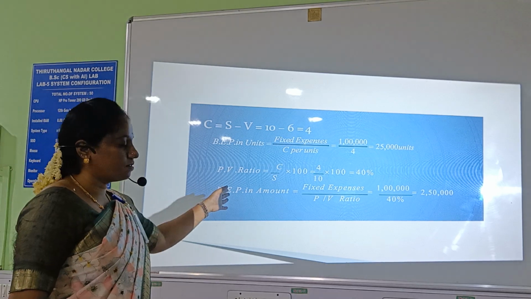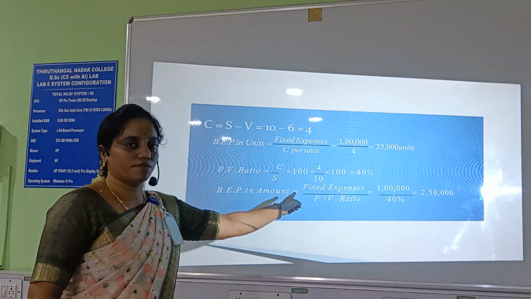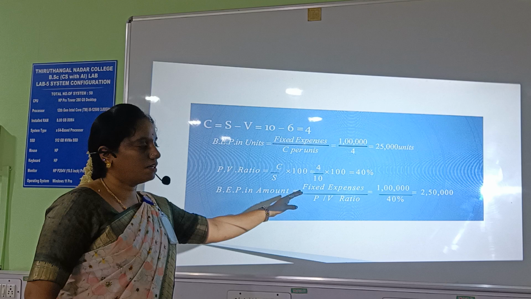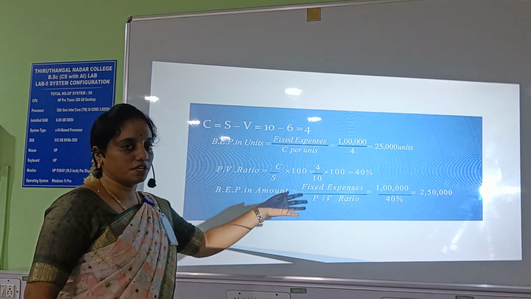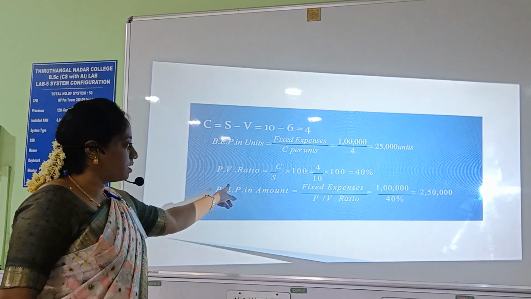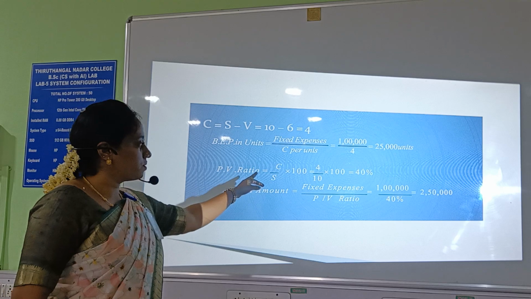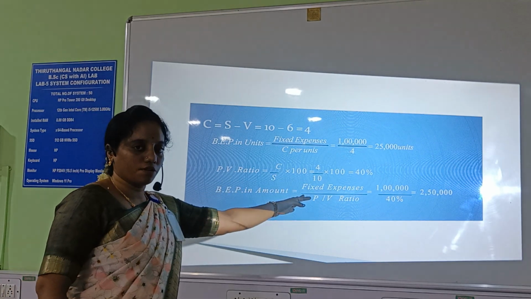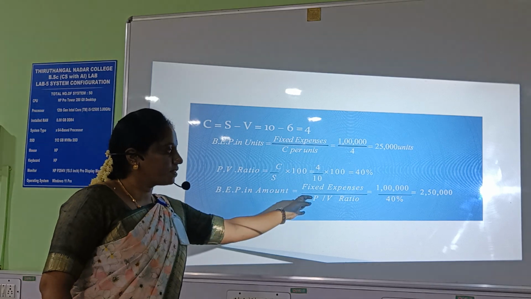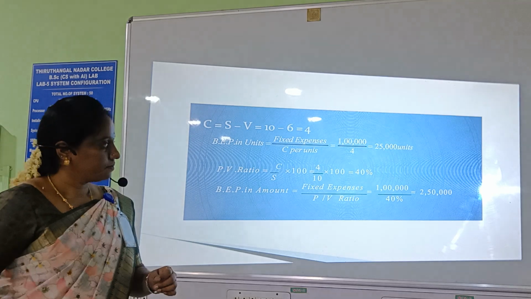Then we have to calculate the break-even point in amount. For amount, the formula is fixed expenses divided by PV ratio. Same as the above formula, but the denominator changes. So for that we have to calculate the PV ratio first. For calculating PV ratio, the formula is contribution divided by sales into 100. So contribution is 4 rupees, sales is 10 rupees, into 100 we will get 40%. By substituting this in the formula, we will get 2,50,000 rupees.